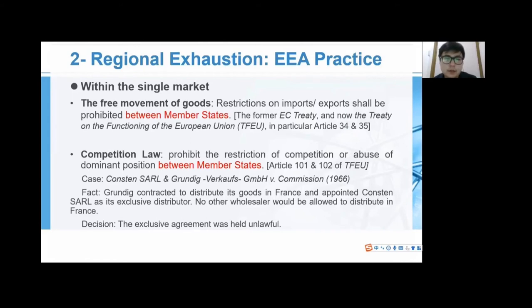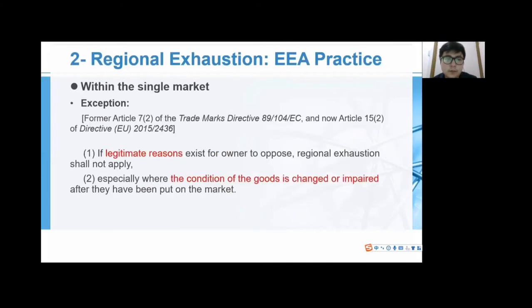The theoretical and political basis is the free movement of goods, which is derived from the establishment of the European Union. Because the goal of the European Union is to establish an internal single market and to eliminate the borders between member states. Also, it is concerned with promoting competition, because in a fully competitive market, sellers are more likely to reduce the price to attract customers. Of course, there are also exceptions.